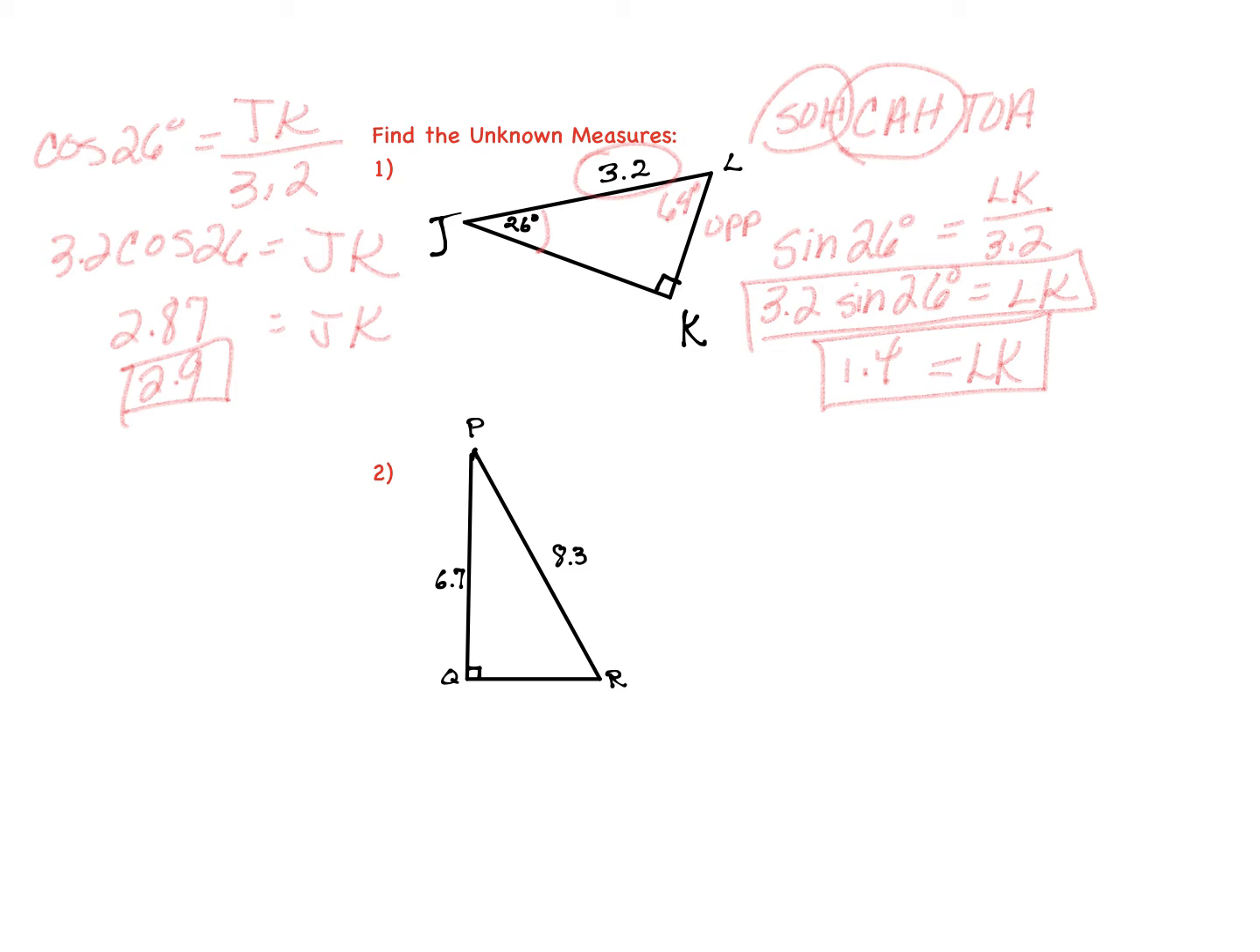So looking at this, if I put this back in, that LK is 1.4 and JK is 2.9, I see, okay, JK should be my bigger side because it's across from my larger angle. LK should be my smaller side. It's across from my smaller angle. And JL should be my biggest side because it is the hypotenuse. So these answers make sense. So I would always encourage you to go back and make sure your answers make sense.